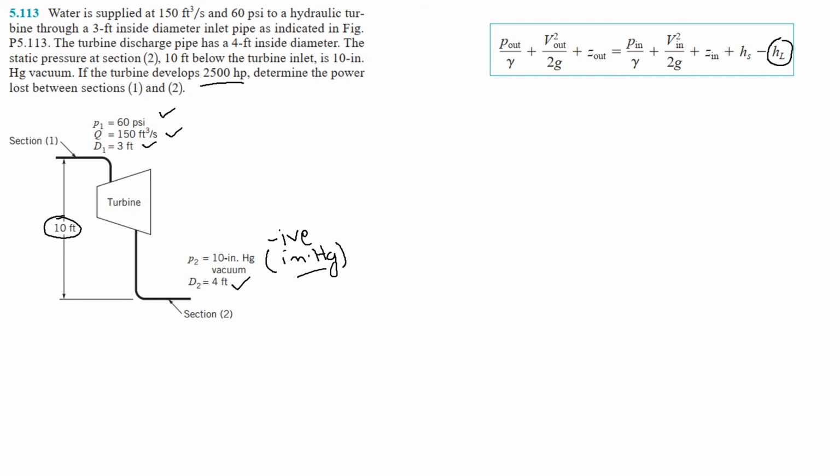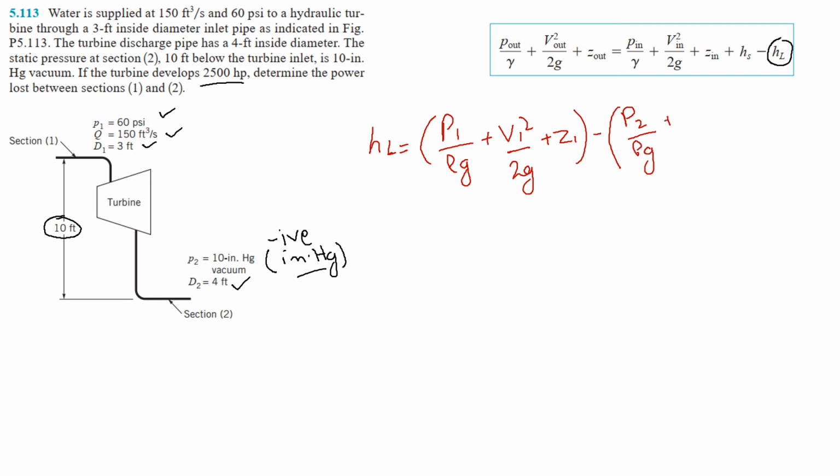So now we are going to write the equation in terms of our HL, that is the power loss that we are going to find. So let's write the equation: HL will be equal to P1 over rho G plus V1 square divided by 2G plus Z1, minus the pressure at section 2 divided by rho G plus V2 square divided by 2G plus Z2, and minus this HS. This is the shaft work head.